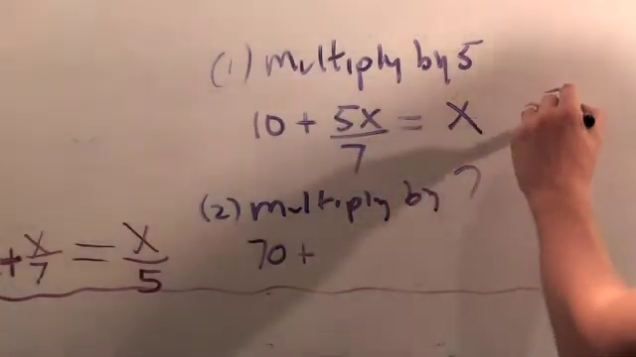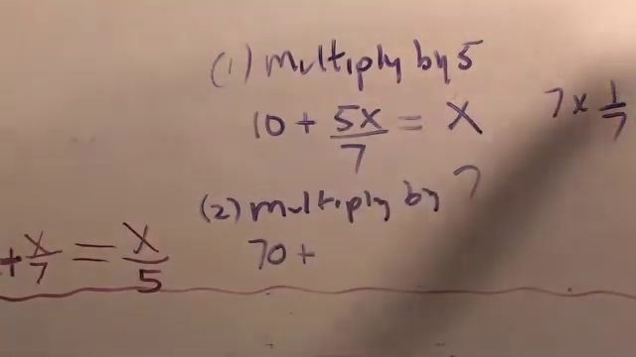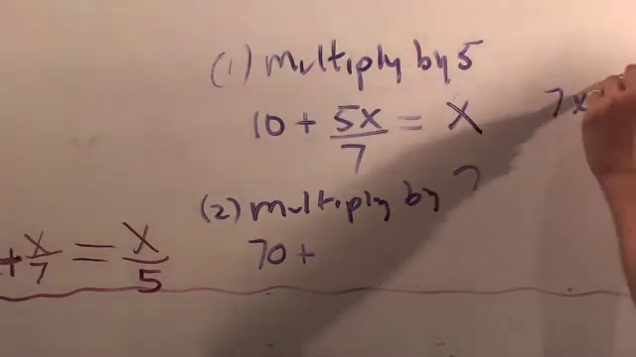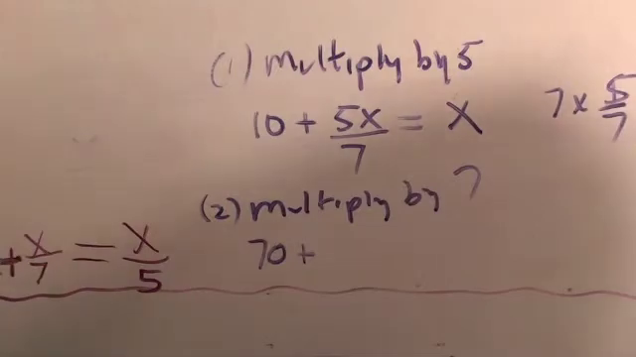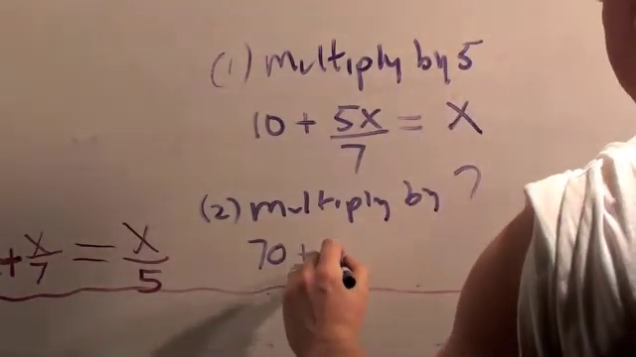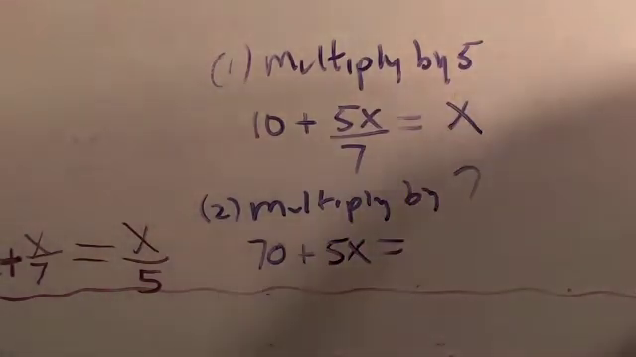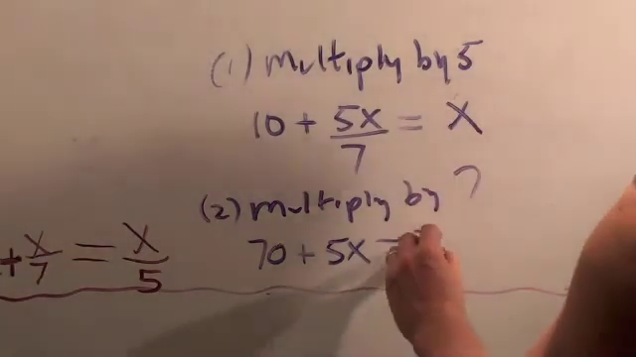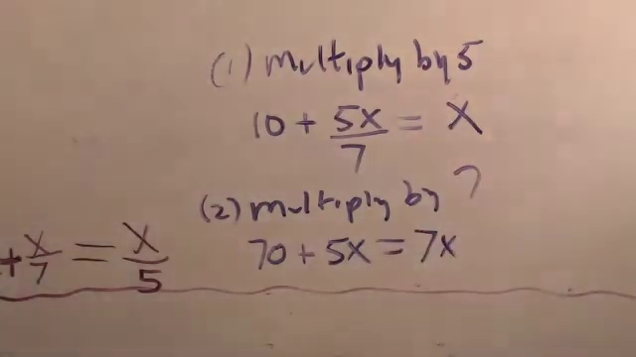Well, what's 7 times 1/7? 7 times the 7th is just a whole. So what do you think 7 times 5/7 is? Is just 5. 5, right. 7 times 5/7 is 5, so this becomes 70 plus 5x equals... Well, what's x times 7? 7x. 7x. Very good. Okay, so now we have this tricky equation. 70 plus 5x equals 7x. Now how are we going to solve that?